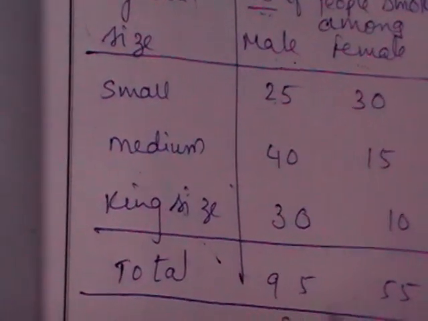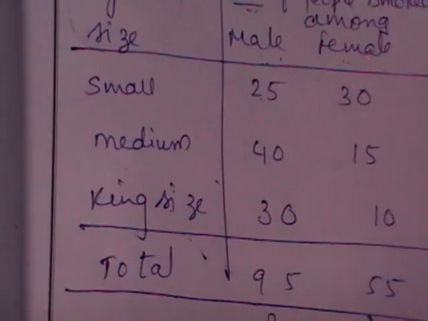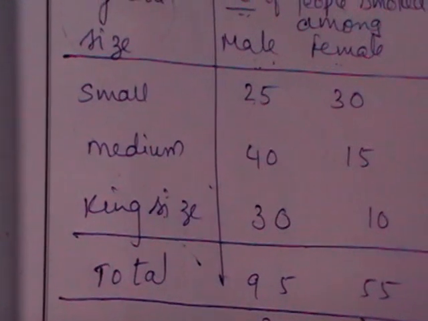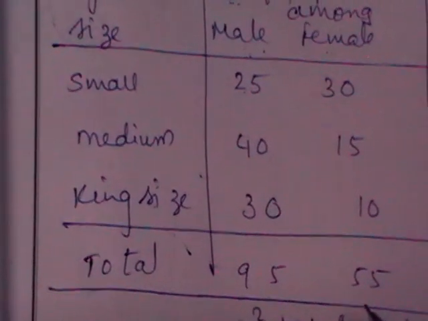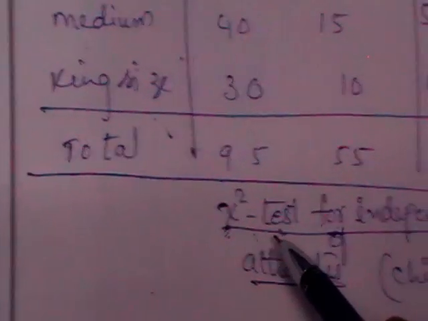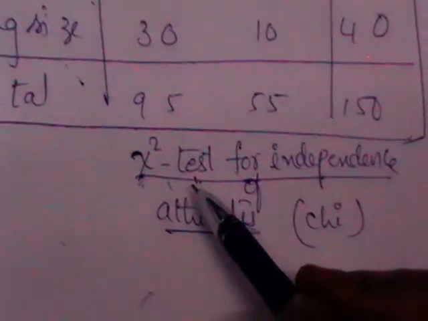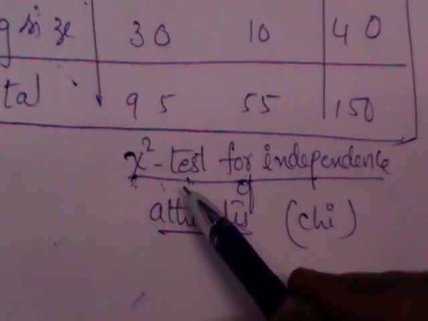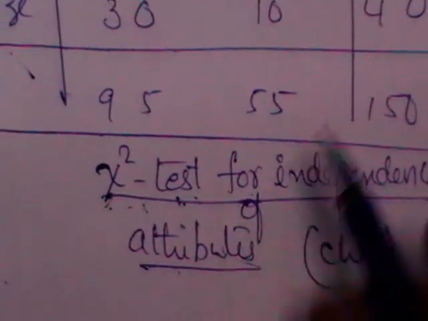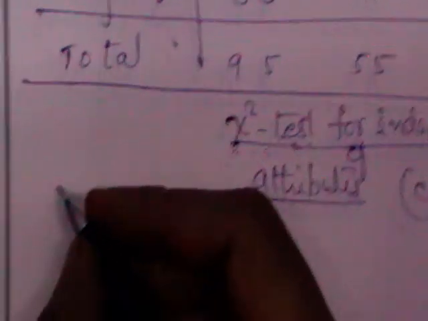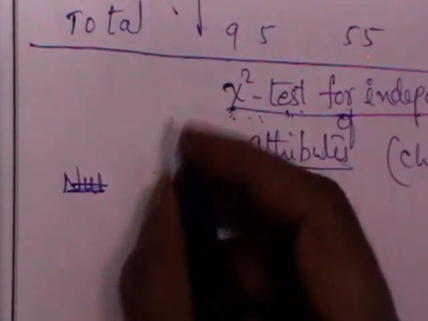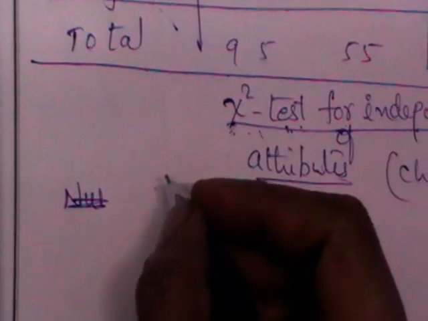To check whether these two are independent or not, as this is not a 2 by 2 classification, we cannot use Yule's coefficient of association. So the alternative method to test whether these two given attributes are independent or not is the chi-square test of independence. Here you need to follow 3 steps, starting with the null hypothesis. You need to test whether the two attributes are independent or not.